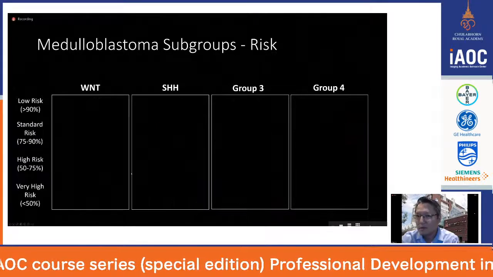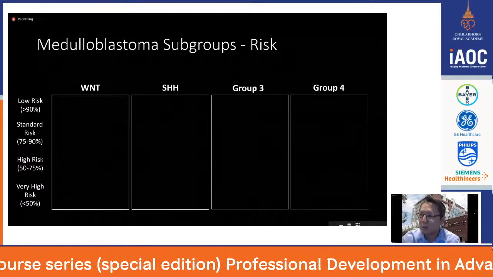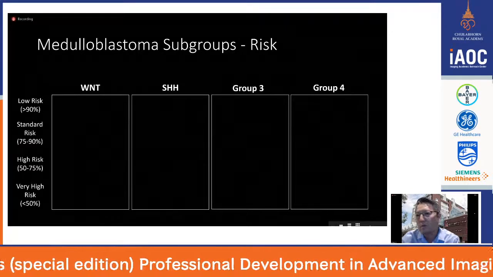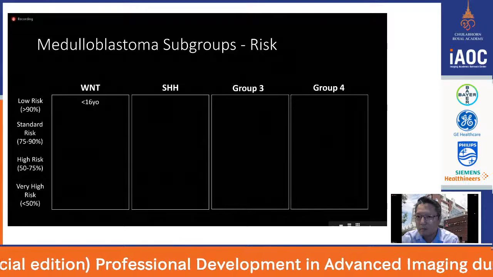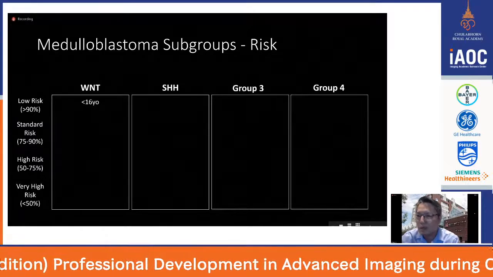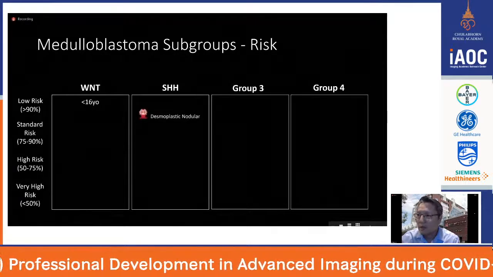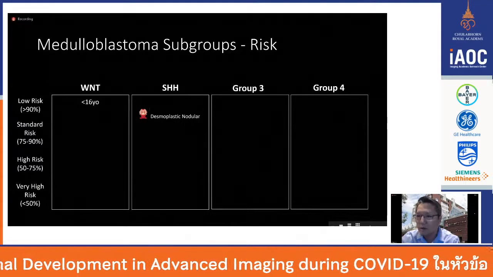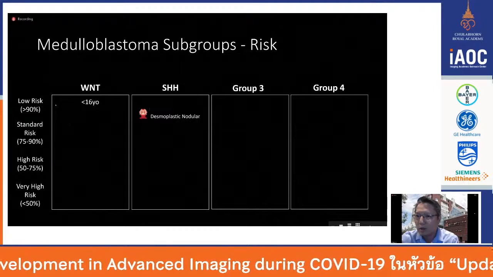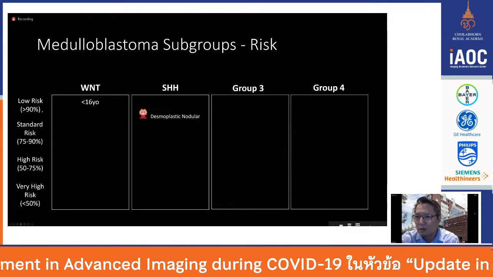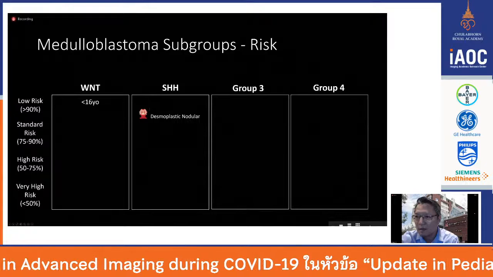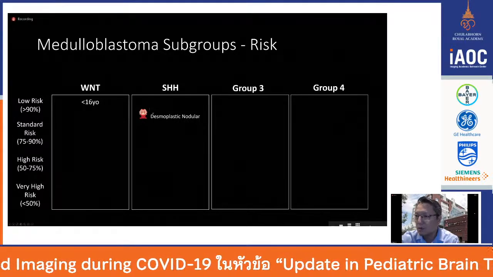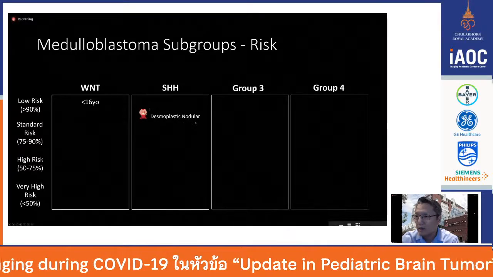The reason for this is, if you look at medulloblastoma subgroups by risk, they can be categorized as different risks too. So WNT almost always is pretty low risk. That doesn't change. SHH can have 2 large groupings with pretty good risk, between low to standard risk. So their survival is going to be probably high 80%. And these are only really seen in the infants who have this desmoplastic nodular pattern.